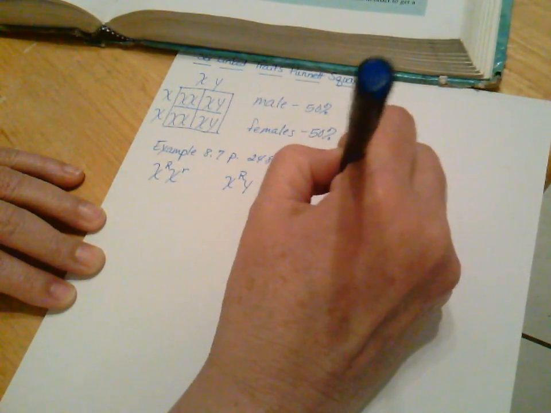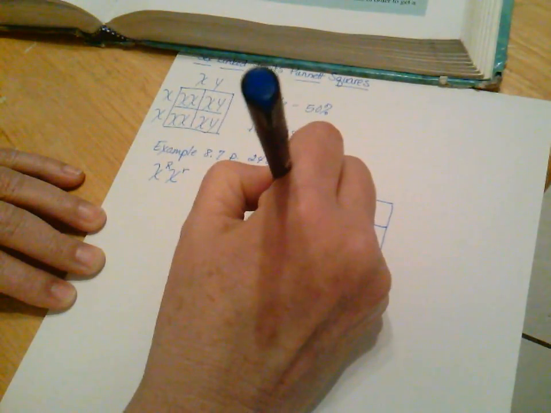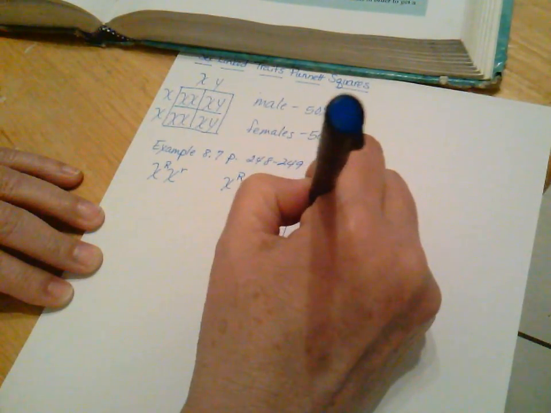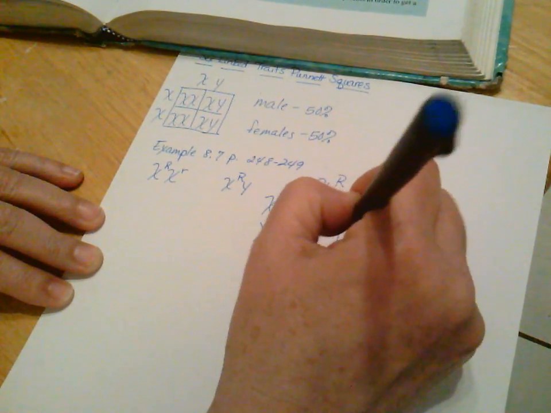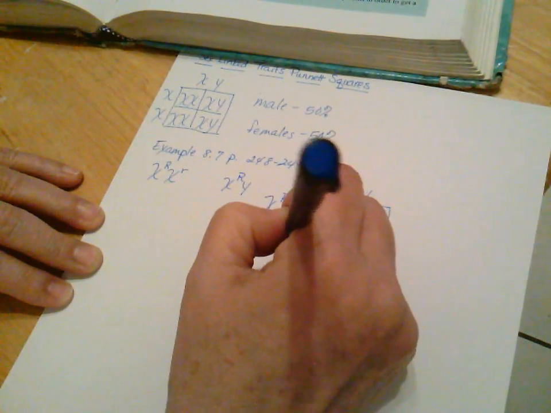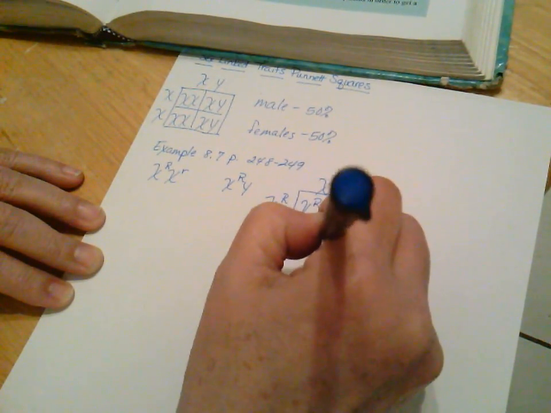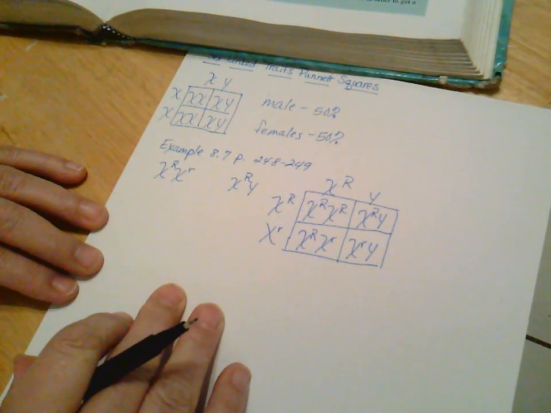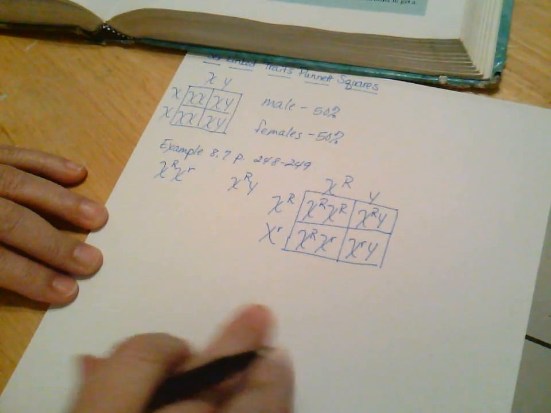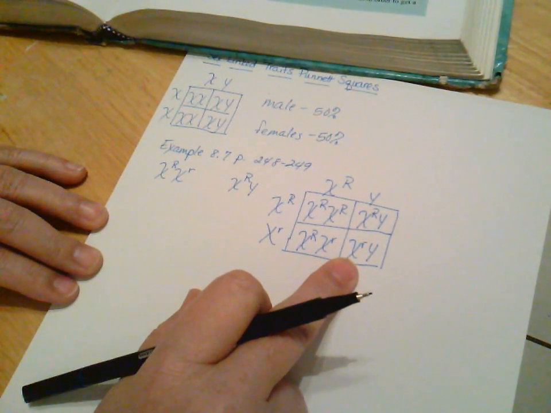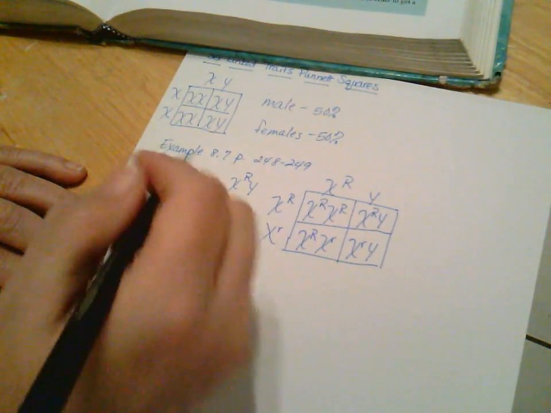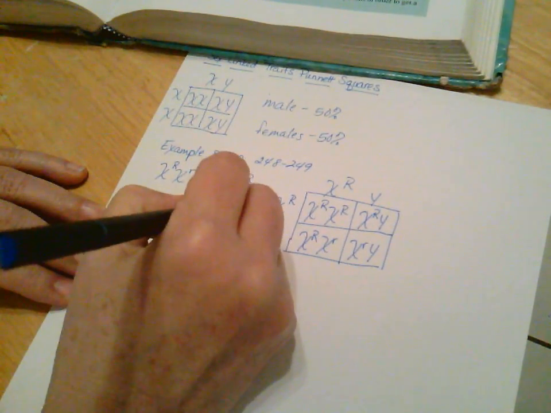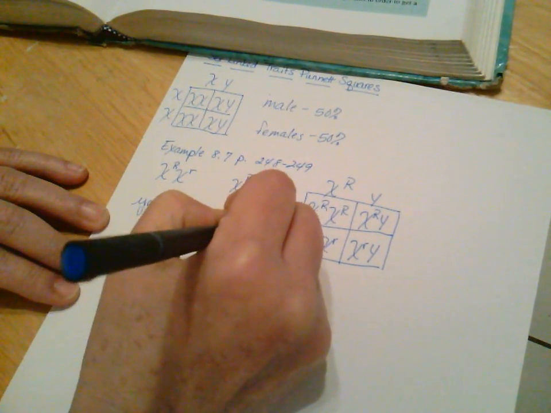So the male is here and the female is here, and you would have it like this. It says, will any of the offspring be white-eyed? Well, since I have an offspring here that has the little r, then yes, I will have one white-eyed offspring.